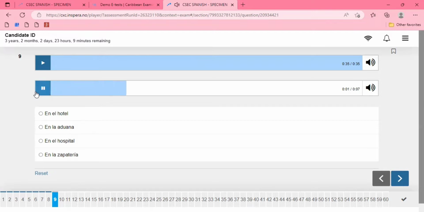Pregunta 9. No me quedan bien. Son demasiado grandes. ¿Dónde está el cliente?